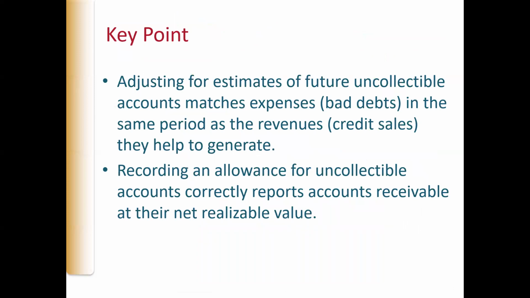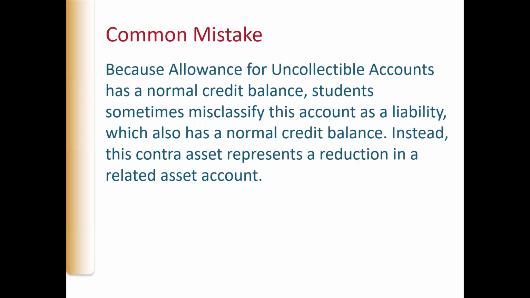Adjusting for estimates of future uncollectible accounts matches our expenses, the bad debts, in the same period as the revenues they help to generate. Recording an allowance for uncollectible accounts correctly reports accounts receivable at their net realizable value. Guys, this allowance for uncollectible accounts has a normal credit balance. So people think it's a liability, but it's not. Remember, this is also a contra account. It's a contra asset account that's going to help offset accounts receivable.